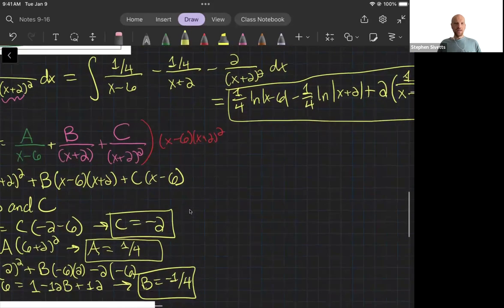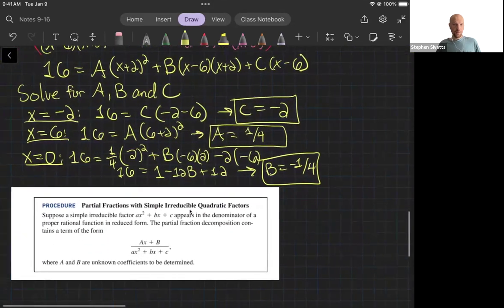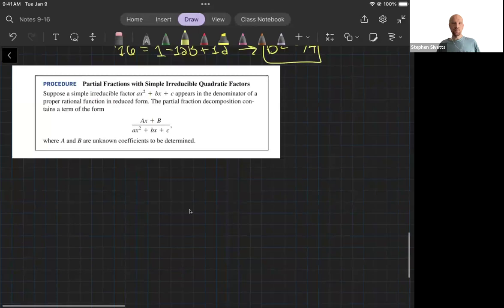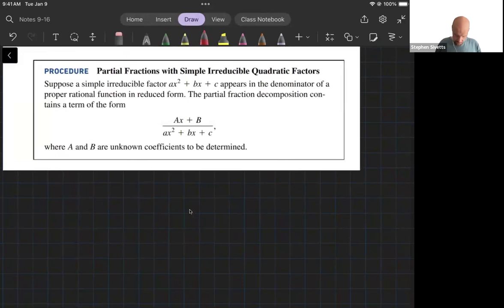The other case I want to talk about is if we are dealing with factors that are irreducible, right? So quadratic trinomials in particular that are not factorable. They're called irreducible. So here's what we do. Partial fractions with simple irreducible quadratic factors, right? Suppose we have a factor that looks like this, ax squared plus bx plus c, but it's not factorable. It's in reduced form. In that case, the partial fractions decomposition would be the following.